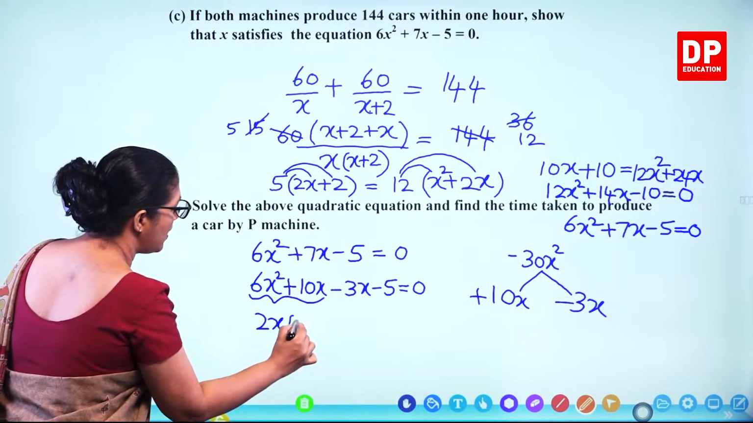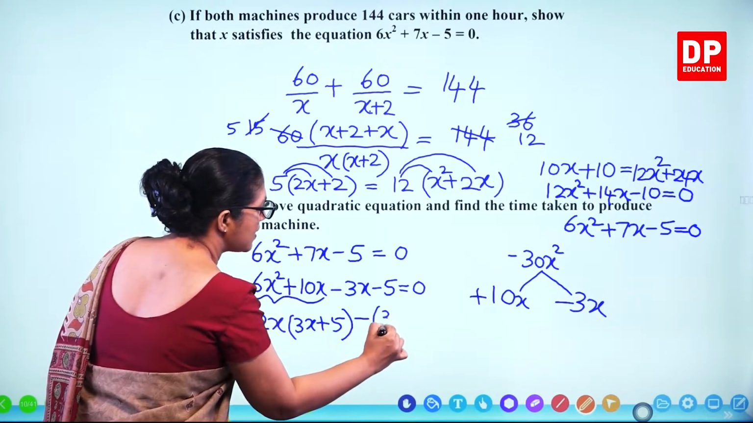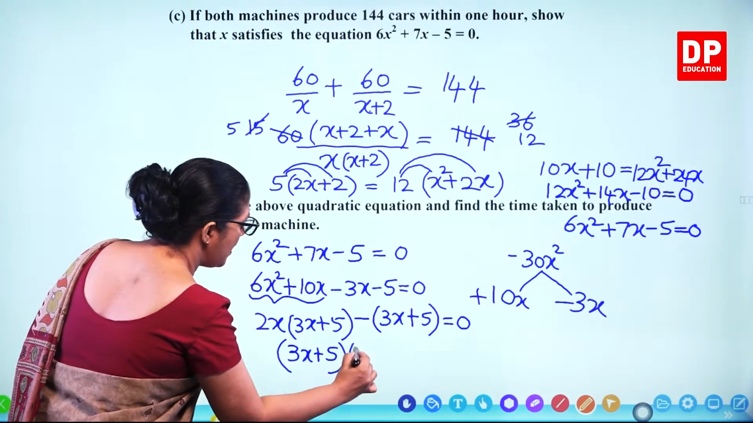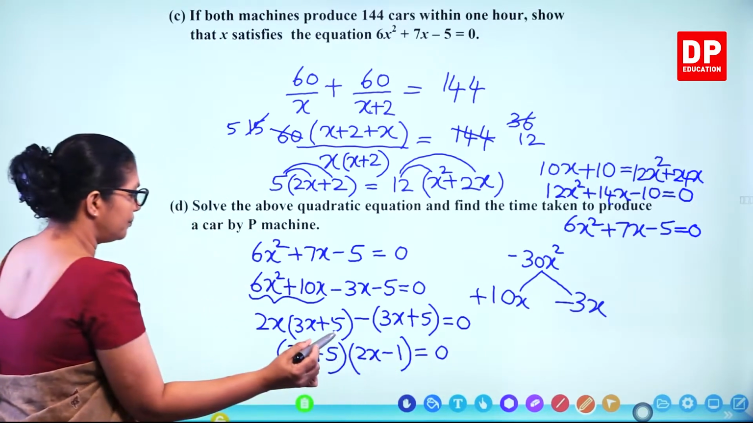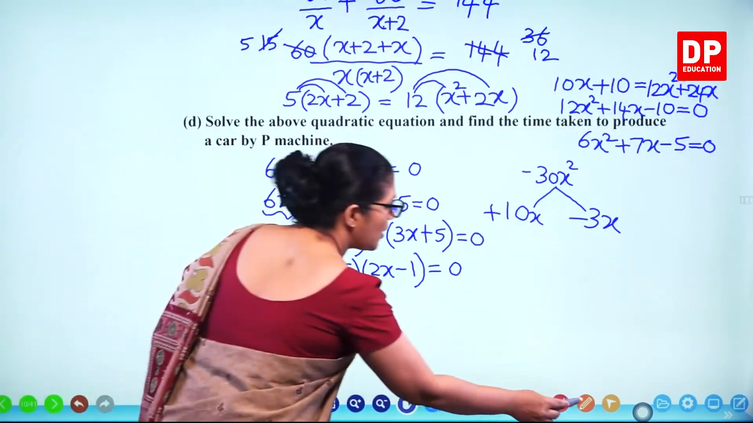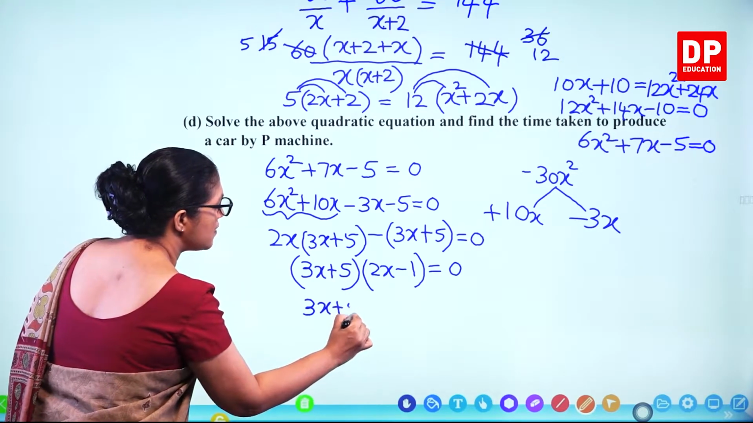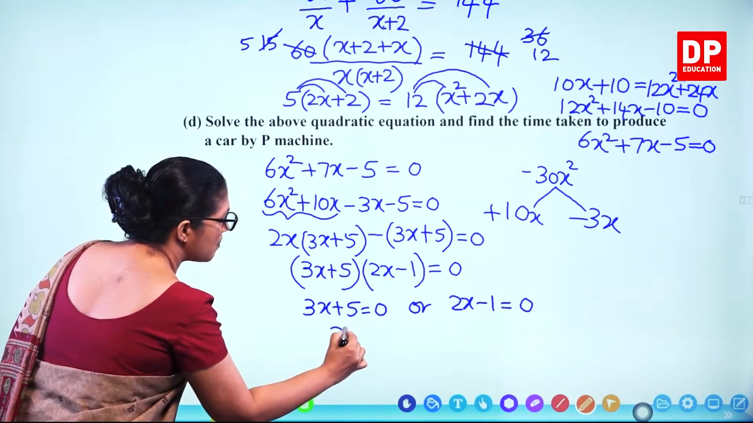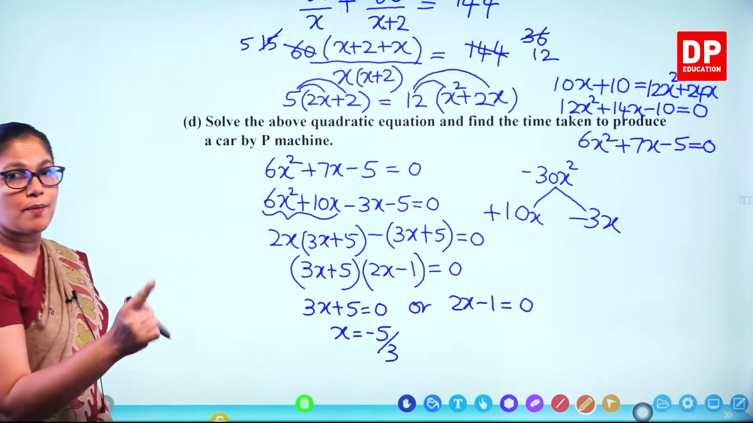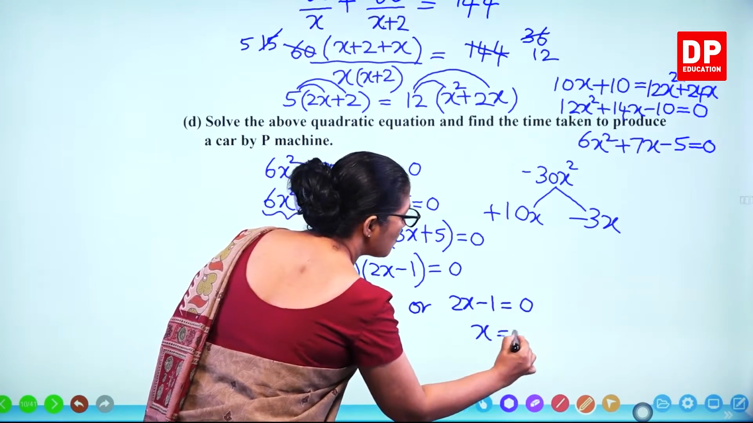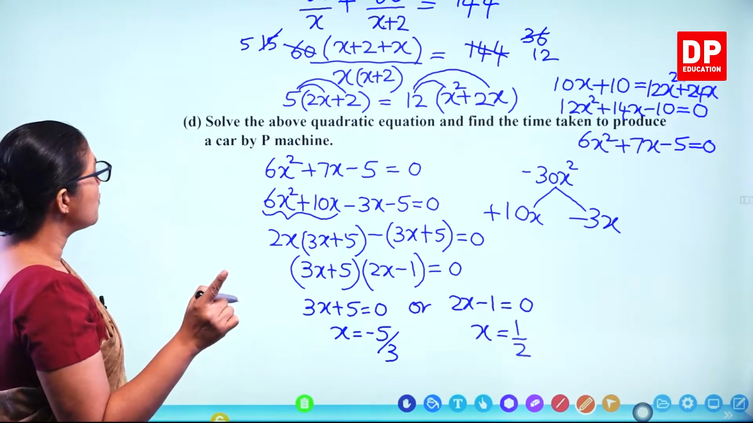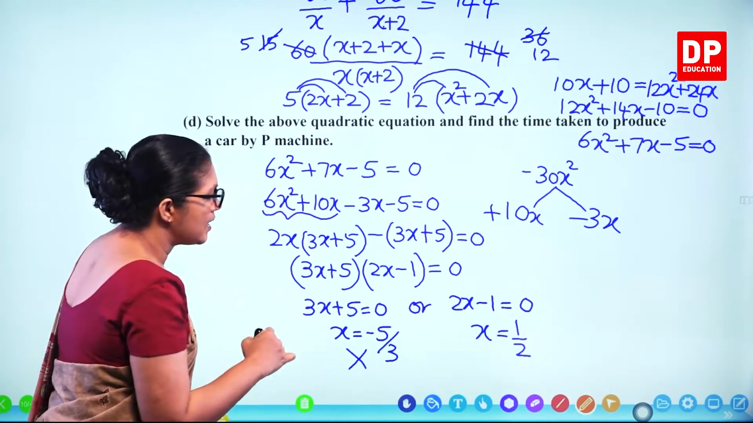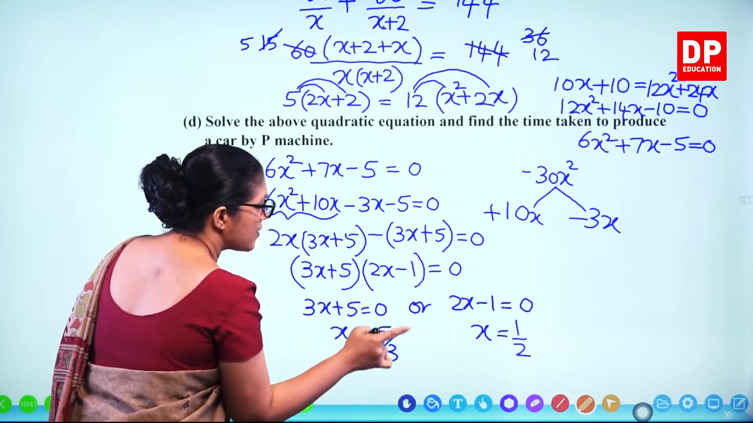Take 2 at a time, 2x common, 3x plus 5, and minus, take it out, 3x plus 5, and 3x plus 5 is common and the remaining one 2x minus 1. Now you can equate to 0 and you get 3x plus 5 is equal to 0 or 2x minus 1 equals 0. So what's the value? x becomes minus 5 over 3, because 3x is minus 5, or x becomes half. So those are the two values, but can you take the minus value here? This is about number of minutes. Number of minutes cannot be negative, so you can't take this value. So you have to take x equals half.